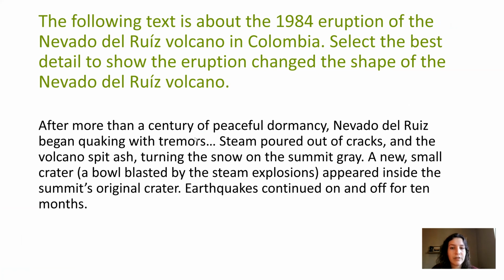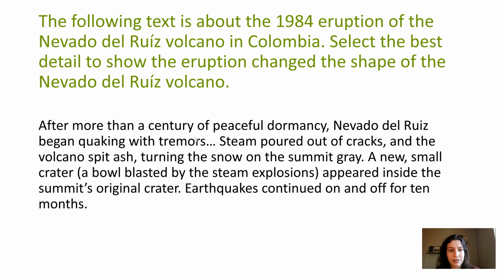After more than a century of peaceful dormancy, Nevado del Ruiz began quaking with tremors. Steam poured out of cracks and the volcano spit ash, turning the snow on the summit gray. A new small crater, a bowl blasted by the steam explosions, appeared inside the summit's original crater. Earthquakes continued on and off for 10 months.